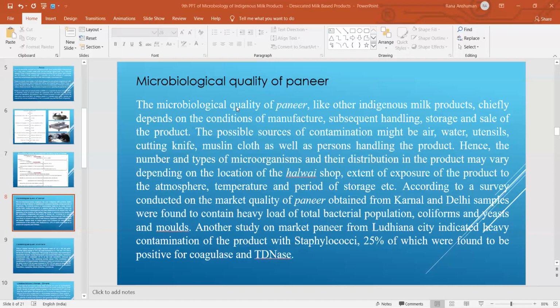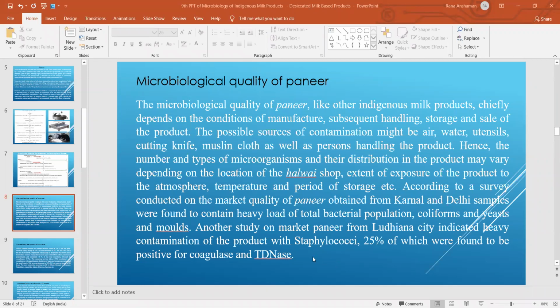And a number of different kind of reports are available. If you go through those reports, automatically you will see a number of different kind of microflora which are present in your final product. So if you maintain a very hygienic condition throughout your manufacturing operation, and if you give a proper heat treatment, automatically you can minimize the total bacterial level of your final product.